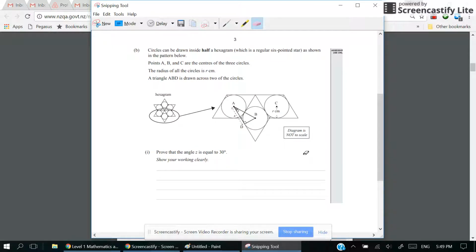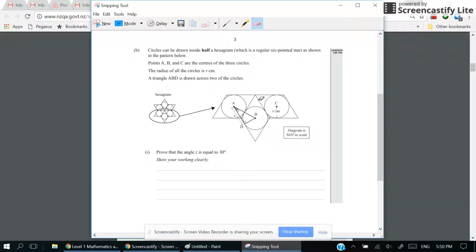I've snipped the screen here. It said circles can be drawn inside half a hexagram, which is a regular six-pointed star, as shown. Points A, B, and C are inside the three circles in these diagrams, and then a triangle ABD was drawn with two circles. They want you to use simple geometry to prove that the angle Z is equal to 30 degrees. There are actually several ways of doing this.